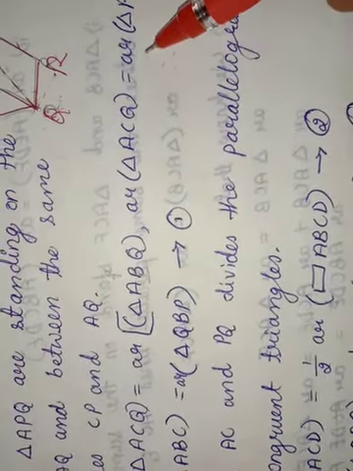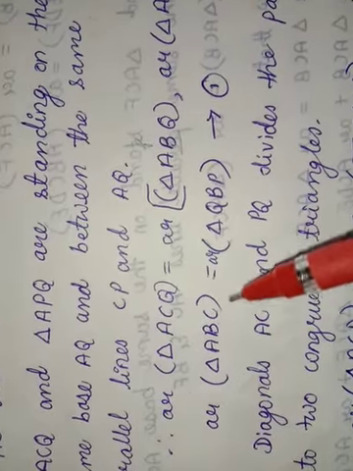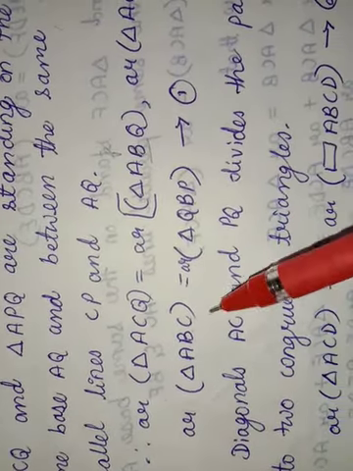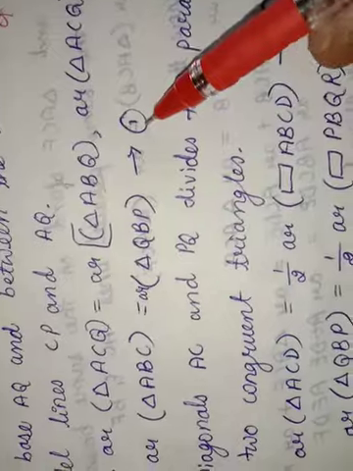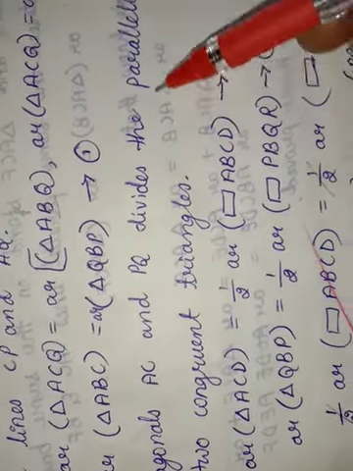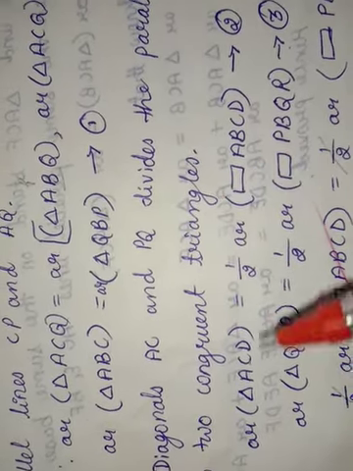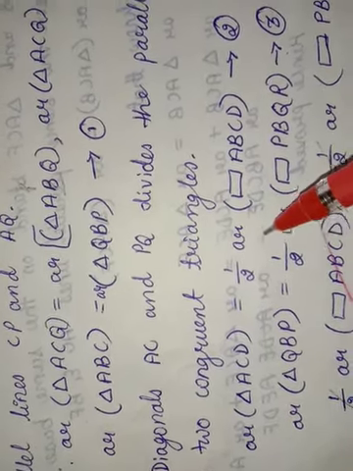Area ACQ is equal to area APQ. Therefore, area ABC is equal to area QBP. Call that 2. Diagonals AC and QP divide the parallelogram into two congruent triangles. Area ACD is equal to 1 by 2 times area ABCD.